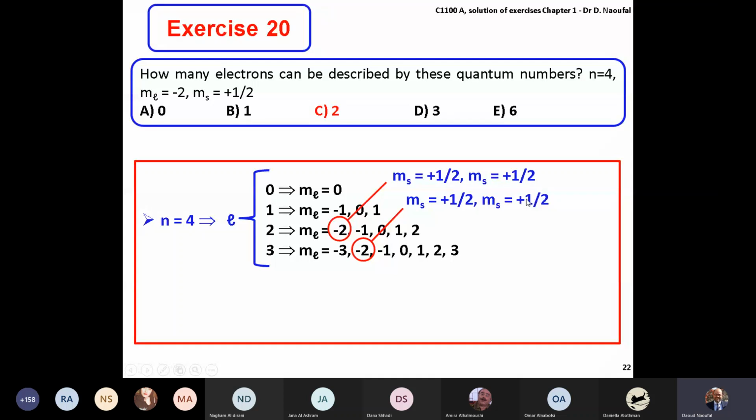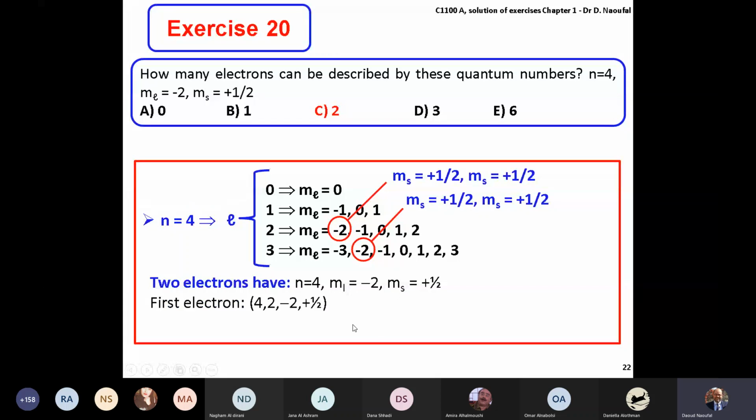So how many electrons can have n equal 4? L is not given. n equal 4, ml minus 2. We have 4 electrons. 4 electrons have n equal 4, ml minus 2. But how many electrons have n equal 4, ml minus 2 and ms equal plus half? Two electrons. In this room, we have 1 electron with ms plus half. And in the second room, we have 1 electron with ms equal plus half. So the 2 electrons have n equal 4, ml minus 2, and ms plus half.